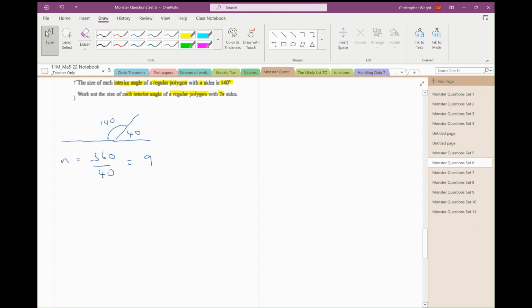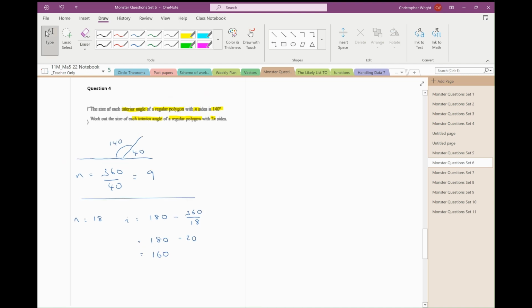Great. Right, now let's have a think about the second regular polygon in the question. It's got 2n sides, so its number of sides is going to be 18. We're asked to find its interior angle. Well, that's going to be 180 minus the exterior angle, which is going to be 360 divided by 18. So that's 180 minus 20. So this polygon's interior angle is 160 degrees. Okay, that is number 4.